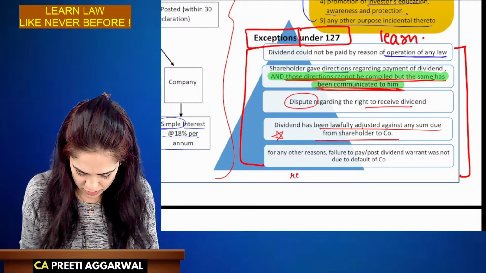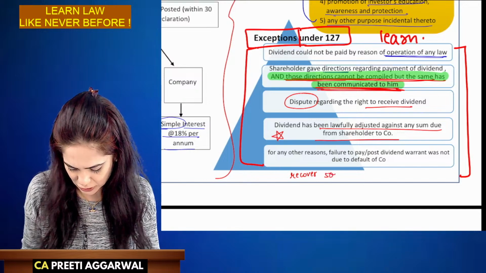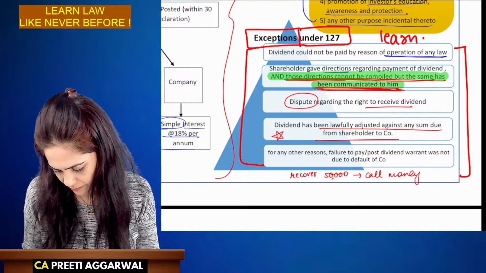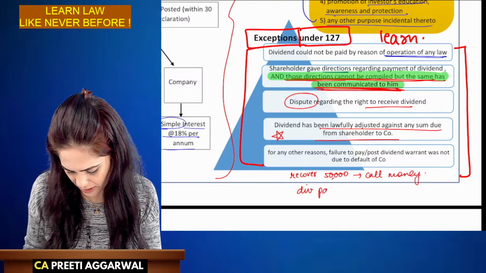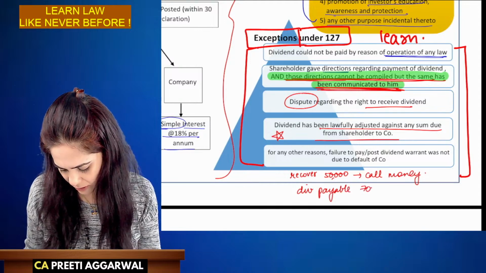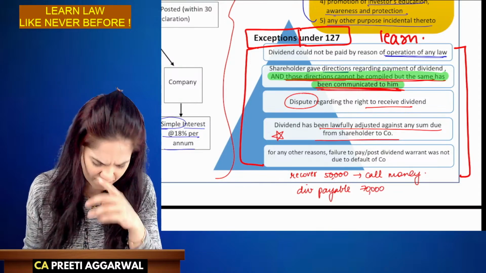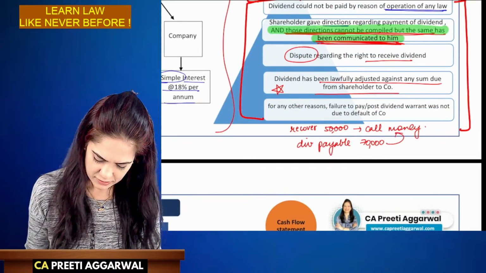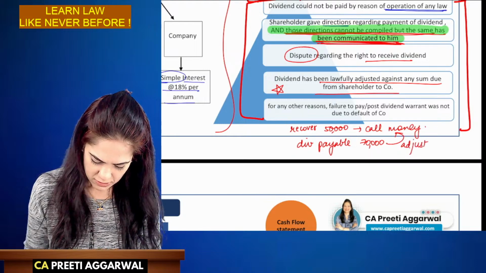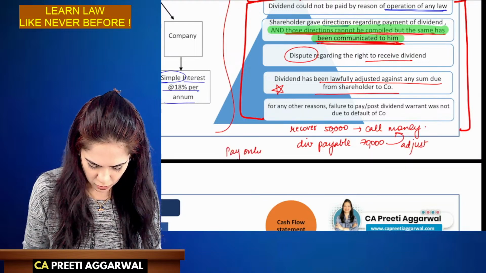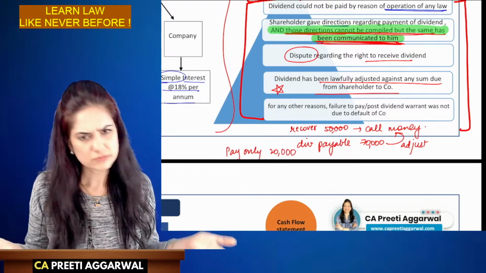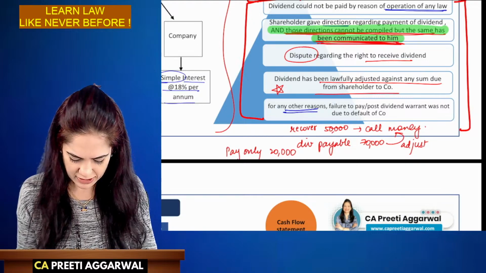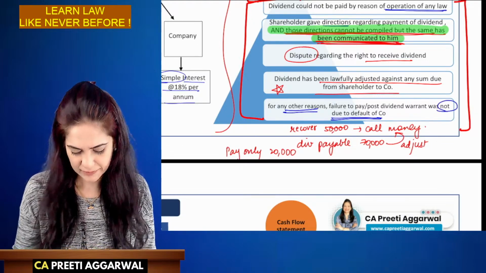Now, I had to recover 50,000 rupees towards call money. And the dividend payable is 70,000. So instead of paying him 70,000, claiming 50,000, I can adjust it, and pay him only 20,000. Adjust it. Pay only 20,000. Or for any other reasons, but it is not due to the fault of the company.